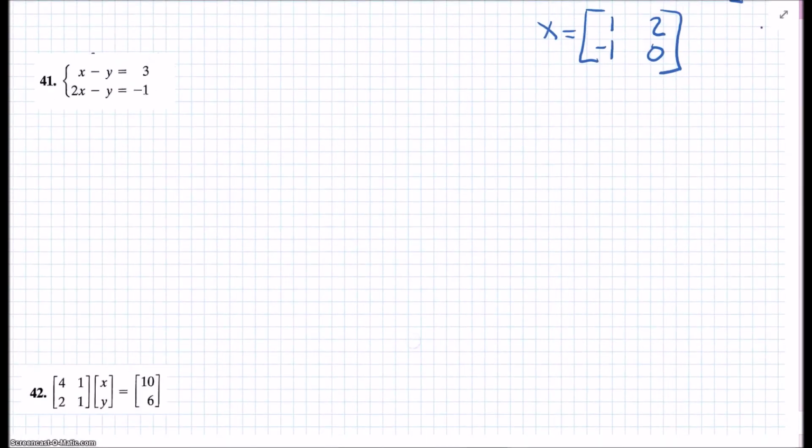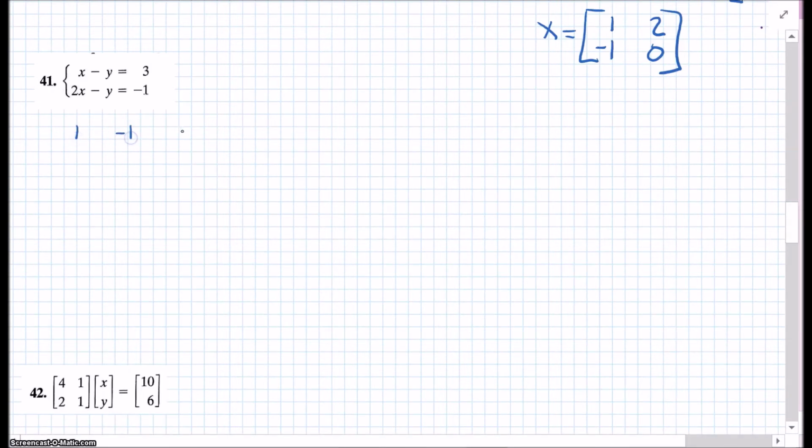Let's look at it. We're going to have to set this one up. We're going to have to do a coefficient matrix and a variable matrix, all that good stuff. So what's the coefficient of the first one? 1, negative 1. Okay. We have x and y as our variable matrix, and our constant matrix is 3. We'll go to the second one. I've got 2, negative 1.